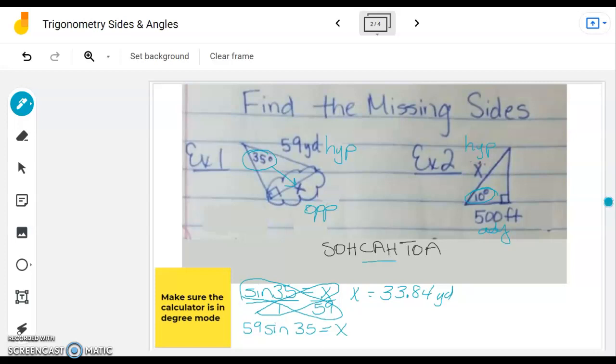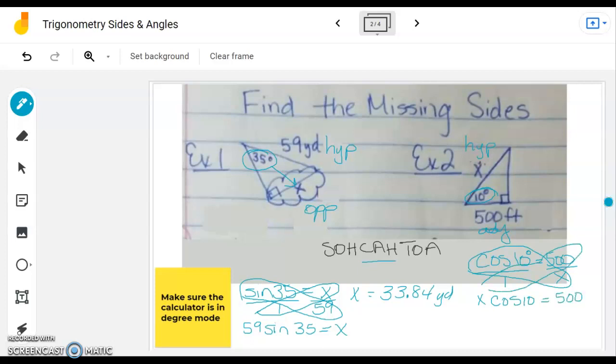That means I'm going to be using the cosine. So I'm going to be setting up a cosine function. So we have the cosine of 10 degrees equals the adjacent side, 500 over the hypotenuse side, x. So this time my x is on the bottom. So again, if I put this over 1, I'm going to cross multiply just like I did in example 1. And I get x cosine of 10 degrees equals, and then I cross multiply the other direction.